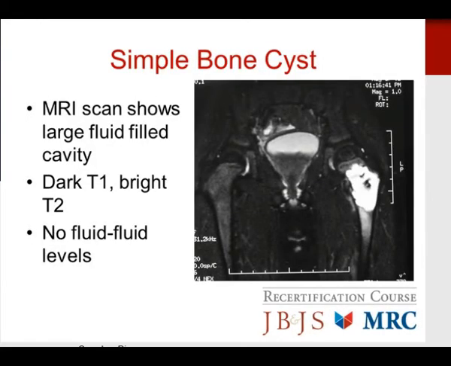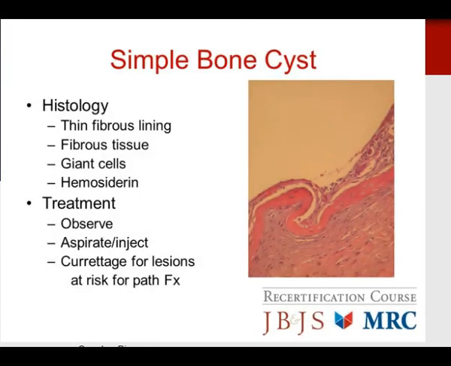A simple bone cyst on MRI scan, as opposed to the very small channels and fluid levels seen on an aneurysmal bone cyst, has one large channel. Within it, there may be one large fluid level or no fluid level. A simple bone cyst on histology then follows that same logic. Here you see one area of cystic lining below, and when you look at the top of the histology slide, you see a big space filled with fluid.